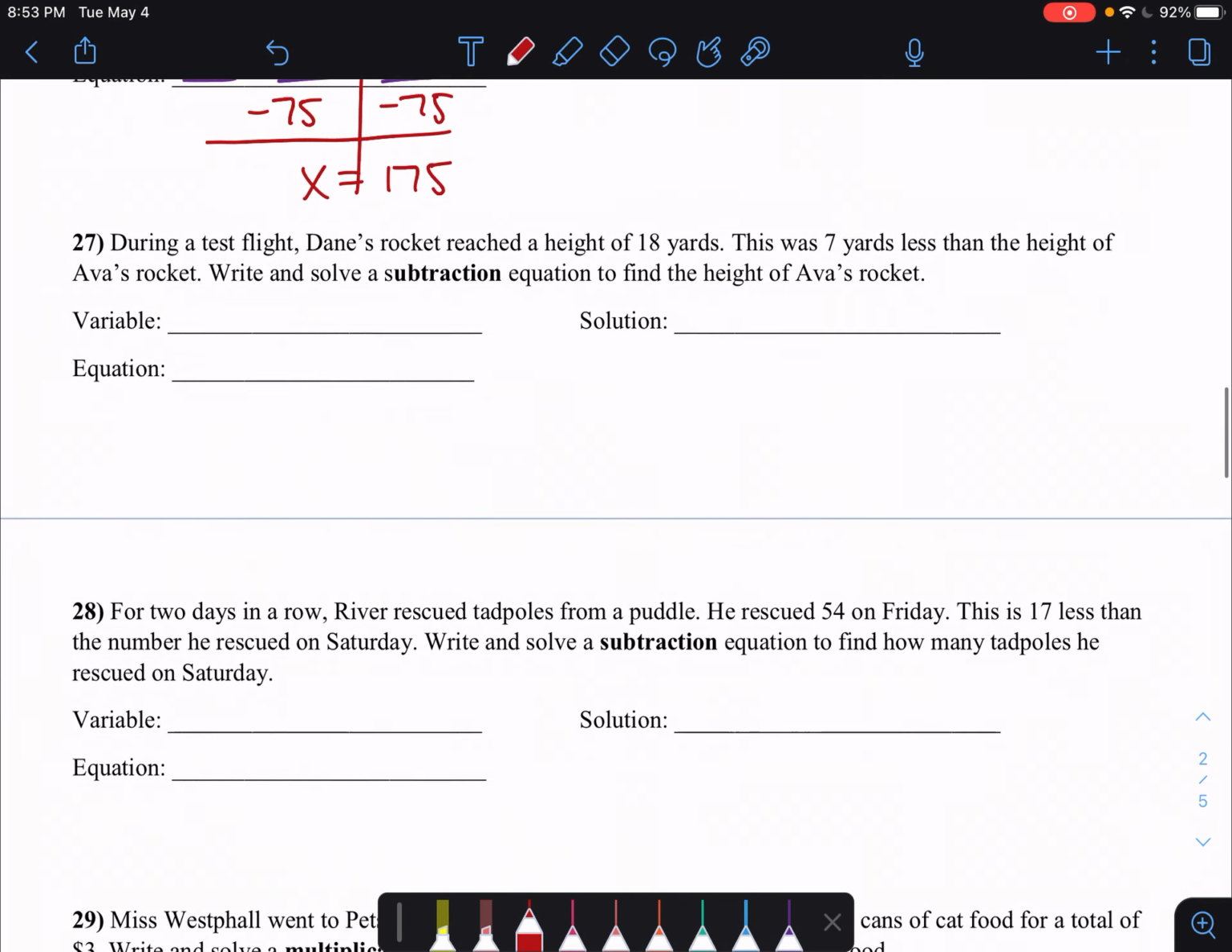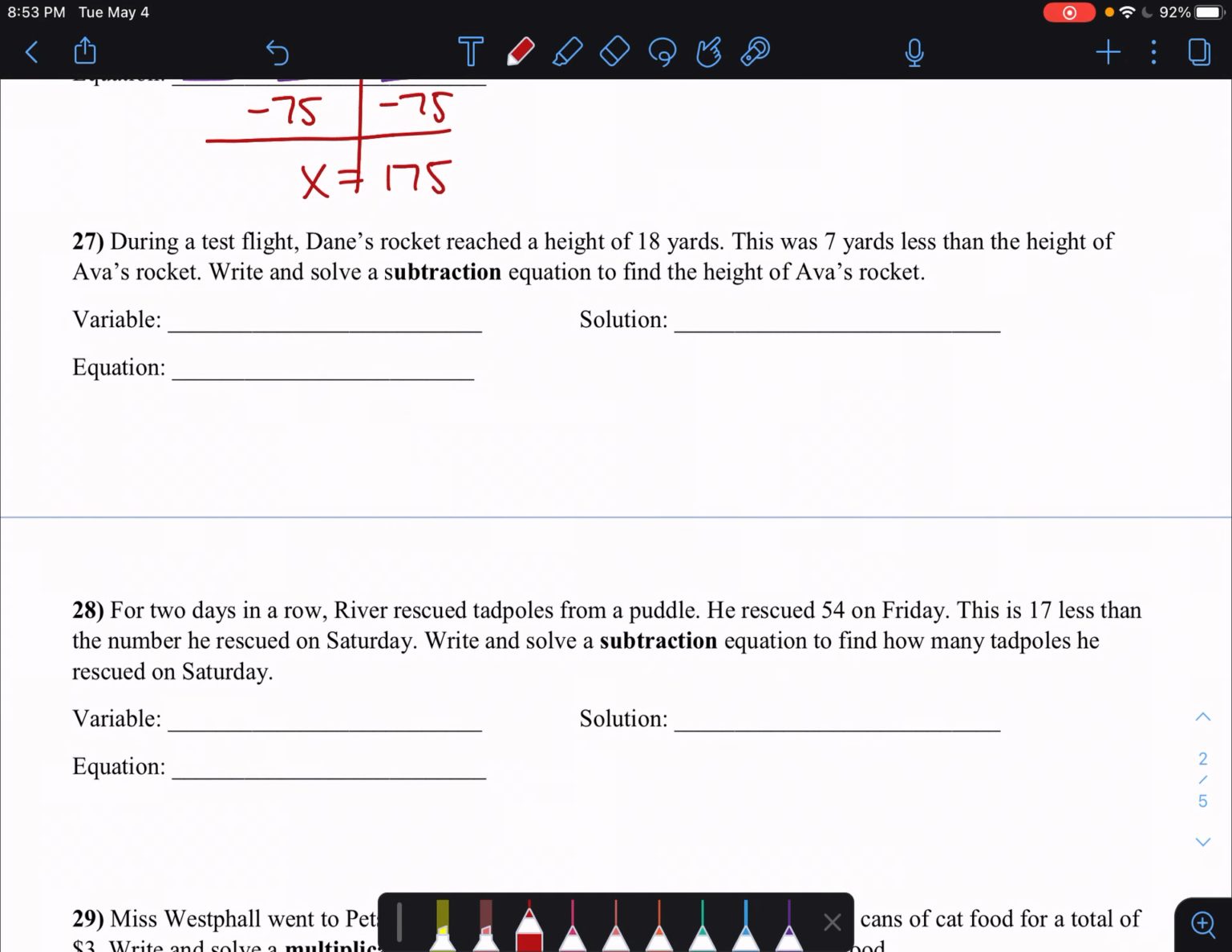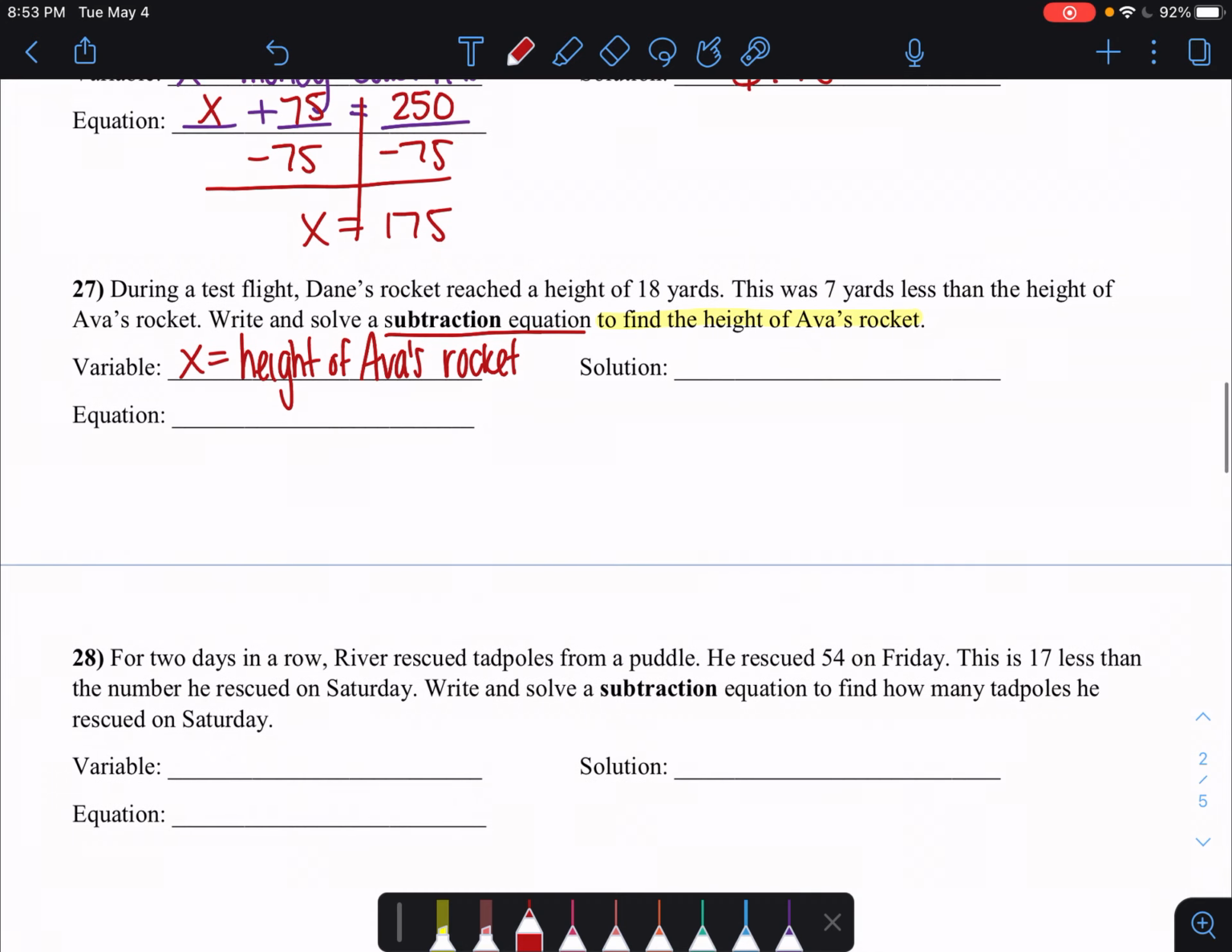Number 27 says during a test flight, Dane's rocket reached a height of 18 yards. This was 17 yards less than the height of Ava's rocket. Write and solve a subtraction equation to find the height of Ava's rocket. So my variable is going to be the height of Ava's rocket. And then my equation is going to be a subtraction equation this time. So I'm going to have something minus something is equal to something on the other side.